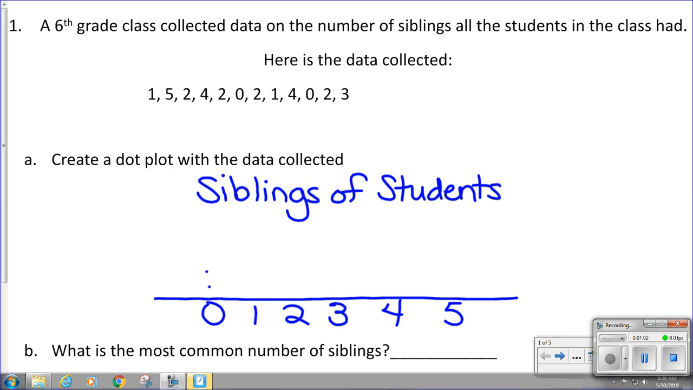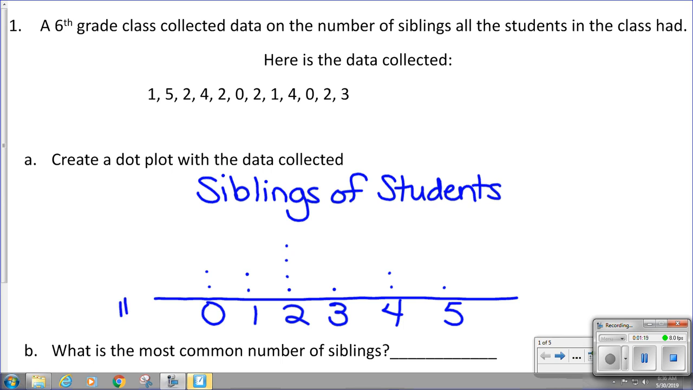At 0, we have 2 dots. At 1, we have 2. At 2, we have 4. 3 is 1. 4 is 2. And 5 is 1. From there, we can answer the question, what is the most common number of siblings?